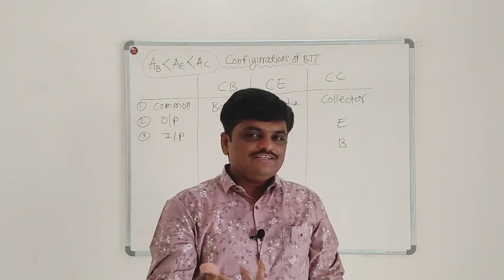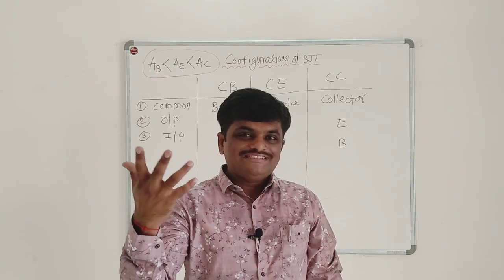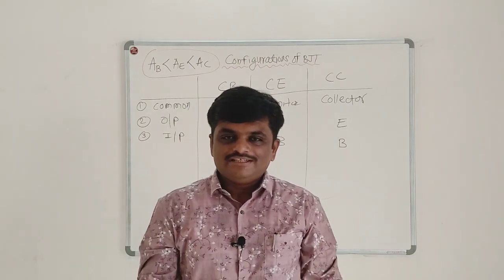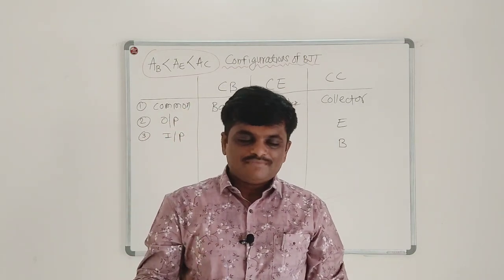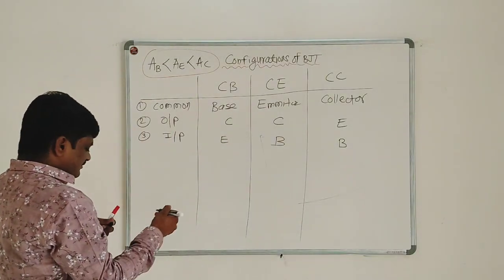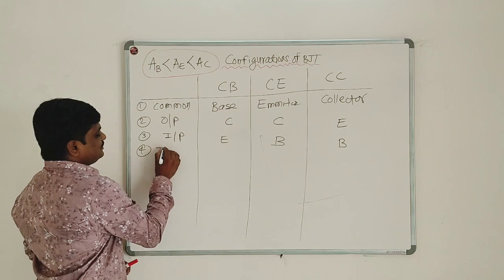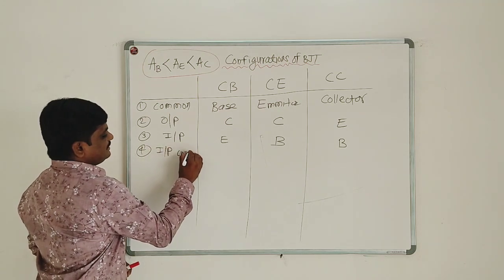First is the emitter current, second is the base current, and third one is the collector current. Each one of them will be denoted by the symbol I. I means current, with a subscript for that terminal. For example, IB, that is base current. So here, if we consider the fourth classification, the input current.